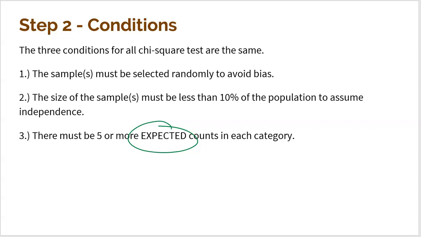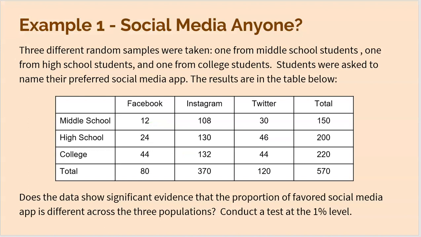All right, so let's take a look at a problem here to get things rolling. This is an example that we alluded to a little bit earlier in previous videos, but we'll finish it off here. So 3 different random samples were taken, one from middle school students, one from high school students, and one from college students. And students were asked to name their preferred social media app. The results are in the table below. So we see a nice two-way table here with one variable on the left, and that's your age: middle school, high school, college. And then across the top, we see the other categorical variable of what is your preferred social media app: Facebook, Instagram, or Twitter. And we see all of these values. So again, on the outside, the totals, those are called our marginal values.